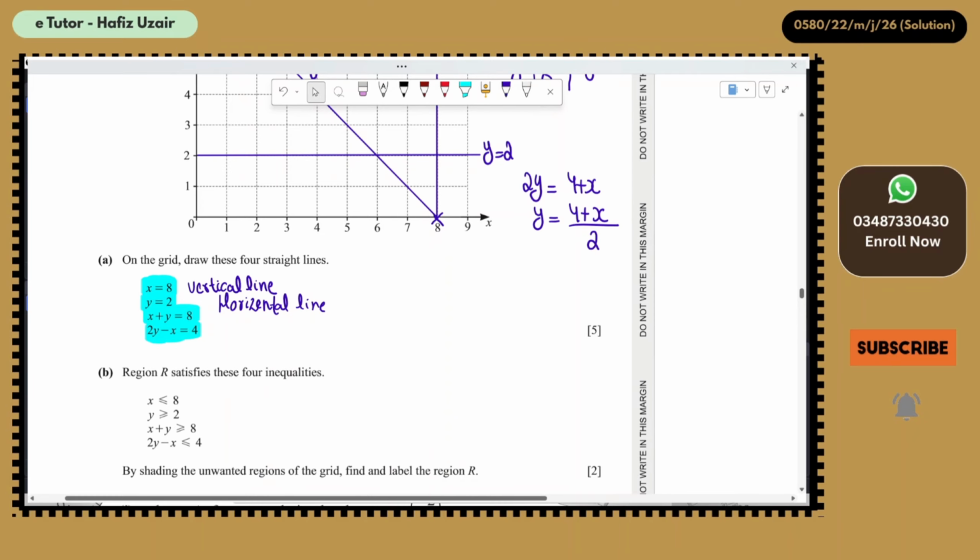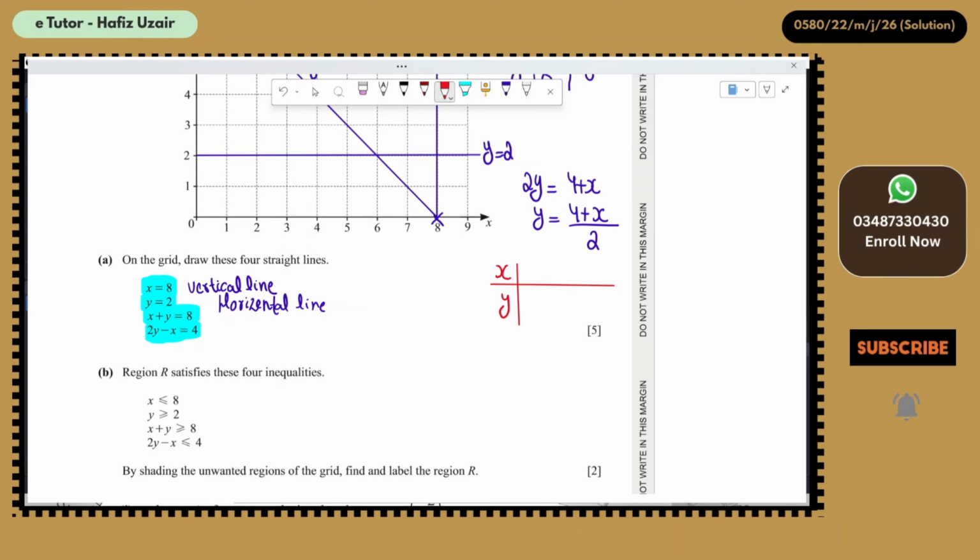Okay, now let's make a table. Let's take some values of x and then corresponding y values. If I put 0 over here, that thing becomes 4 over 2. So for 0 it's 2.